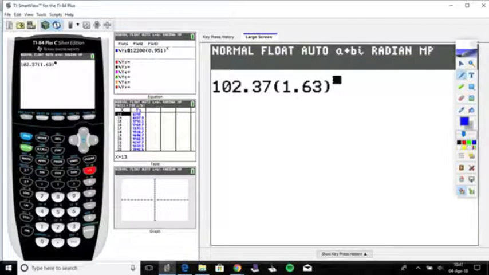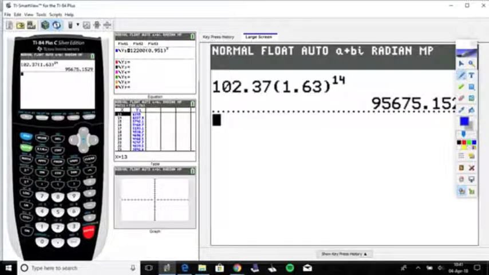So we're going to plug in 14. That's good. That's the number of days in 2 weeks. And there's our answer, 95,675. Typically, when it comes to bacteria, obviously you can only have a whole number of bacteria, so this is one of those cases where you'd probably just round to the nearest whole number and say the answer is 95,675. All right, so that's all you're basically doing with this regression stuff.